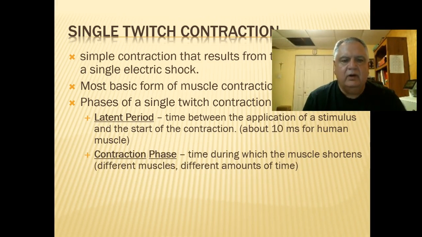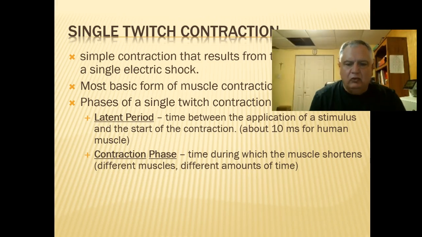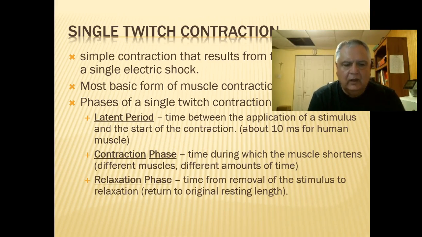The next phase of single twitch contraction is called the contraction phase. That's the time during which the muscle shortens. For different muscles in the body, whether they're fast twitch or slow twitch, that contraction phase is going to take different amounts of time. But this is the actual phase when the muscle is shortening, those sarcomeres, and therefore the fibers, are undergoing shortening. And then that contraction phase is immediately followed by a relaxation phase. The relaxation phase is the time from the removal of the stimulus to relaxation or return to original resting length.